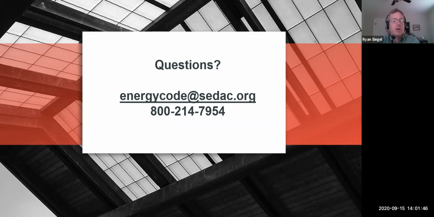I see a question here regarding Manual J, D, and S. The code requires Manual J and S, so you must do a load calc and a sizing calc. Manual D is optional. It's not even referenced in the code. It's just something that we like to bring up as a best practice that is readily available out there. So yes, for energy code, you have to do your Manual J and S, and we would recommend doing a Manual D.